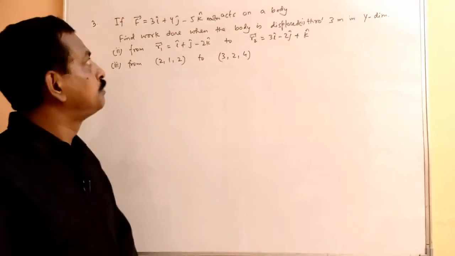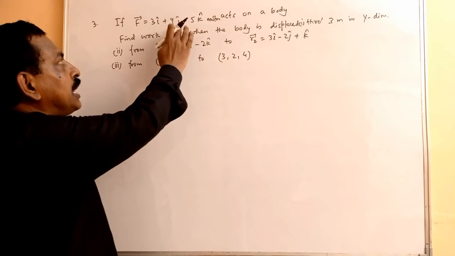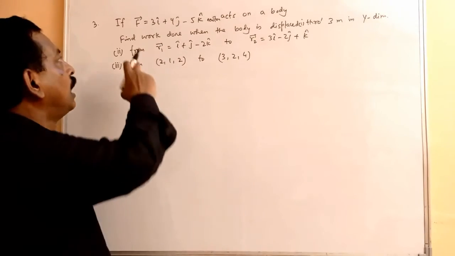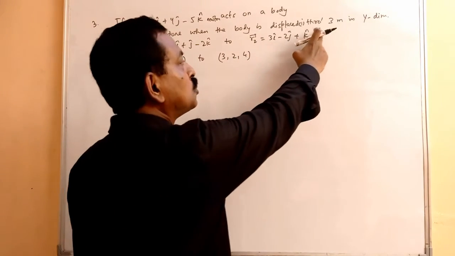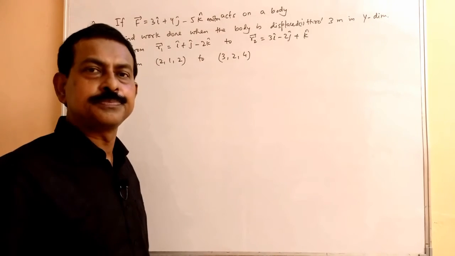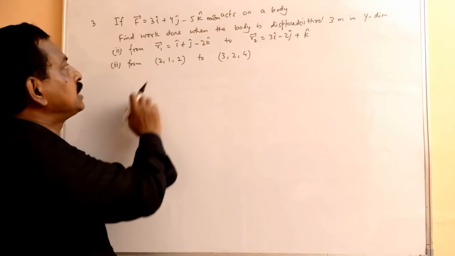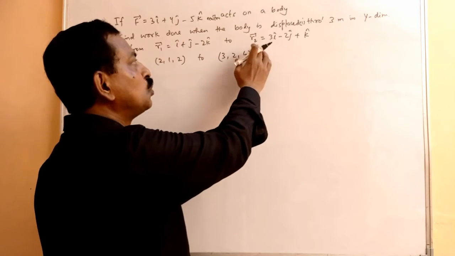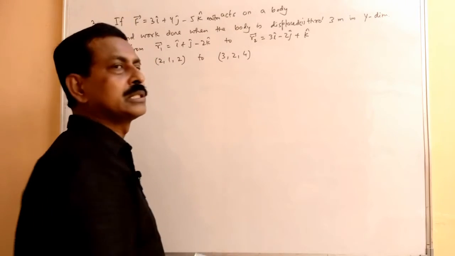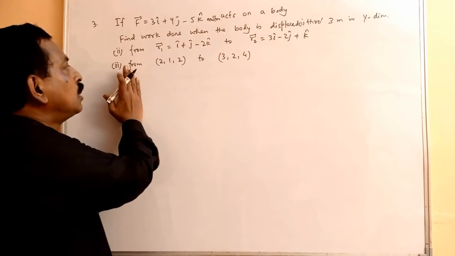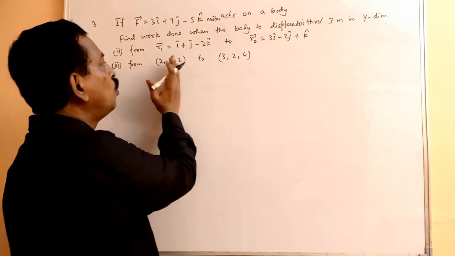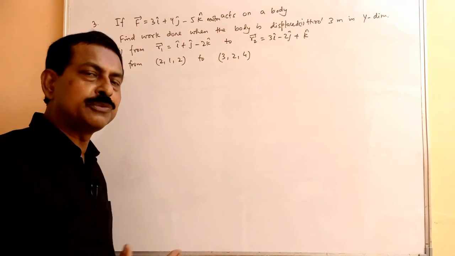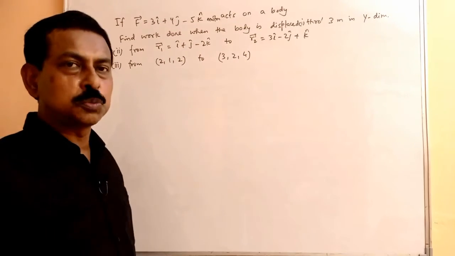Let's take another one. If F equals 3i plus 4j minus 5k newton acts on a body, find the work done when the body is displaced through 3 meter in Y direction. Or second part, when it is displaced from R1 equals i plus j minus 2k to R2 equals 3i minus 2j plus k. Or when it is displaced from (2, 1, 2) to (3, 2, 4). So three ways are there in which the displacement is expressed here.